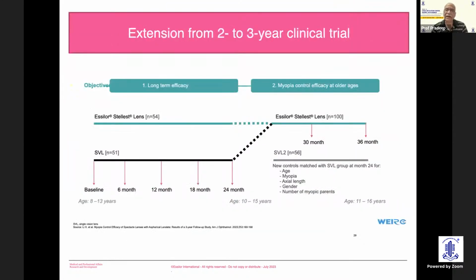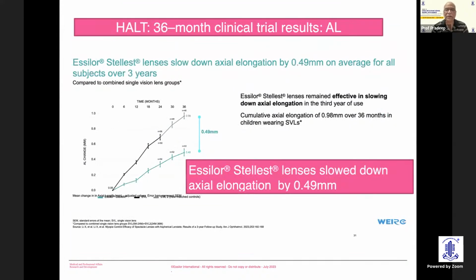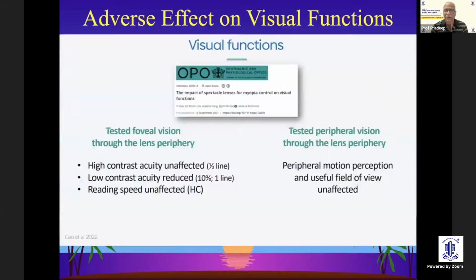The study has now been extended to 3 years, and these 36-month trial results are now available. They further substantiate that myopia progression has been reduced by 1.06 diopters in 3 years' time, and the axial length change has been reduced by 0.49 millimeters compared to single vision lenses. So this is the comparison of the spectacle lenses. As you can see, the earlier used progressive addition lenses or bifocals were not of much help, but there has been a significant effect with either DIMS or the highly aspherical lenslet technology.